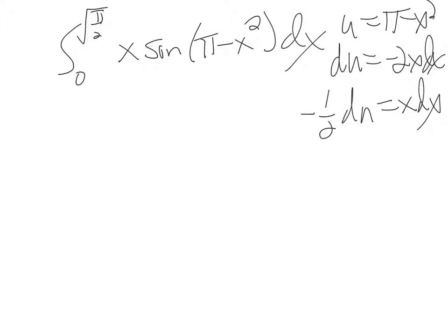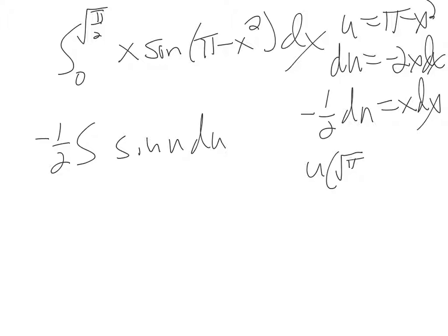So that'll let me replace this with negative 1/2 times the integral of sine u du. And then let's fix the bounds. So what's u of the square root of pi over 2? Well, I'm going to take x and square it, so that cancels out the square root. And pi minus 1/2 of pi is 1/2 of pi, so pi over 2.